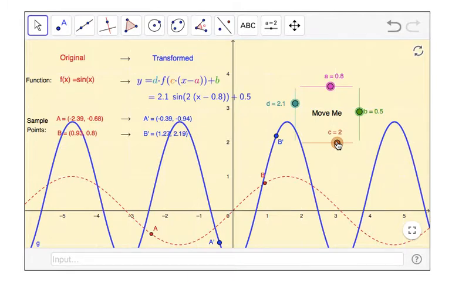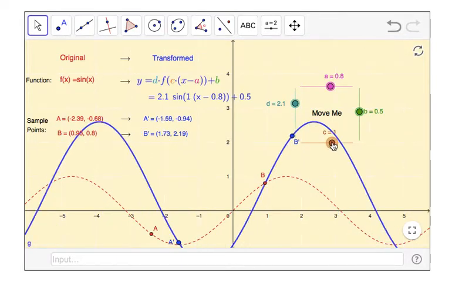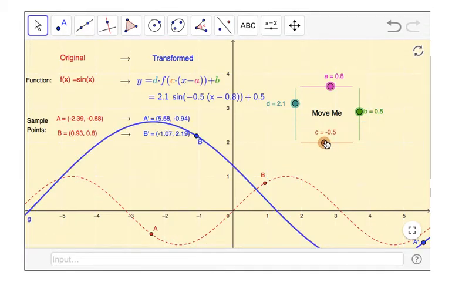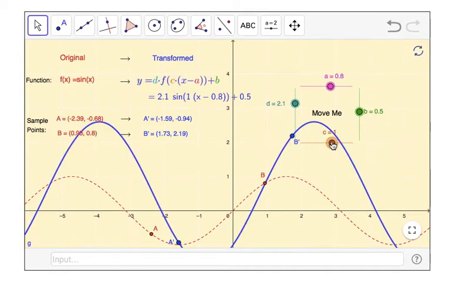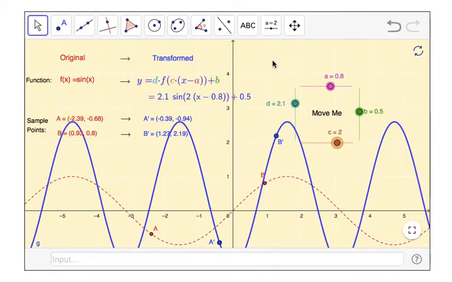And as I make c smaller, back to 0, it's my regular period of the function, and then I can expand it even more. It's a little bit hard to do, but see, as the compression factor becomes 0.5, it's expanding by times 2. So there it is. These are the different parts of the graph that affect the shape of the graph.